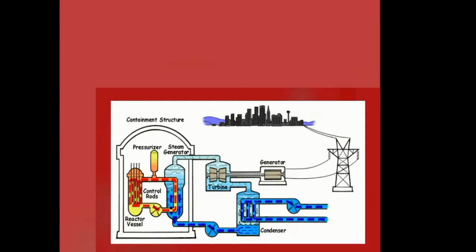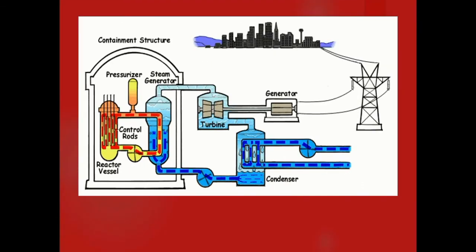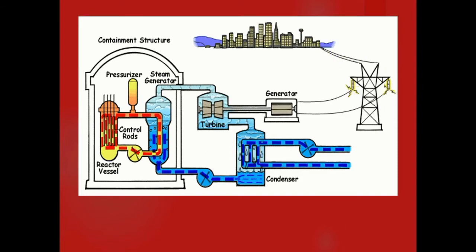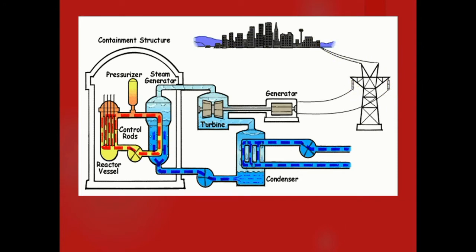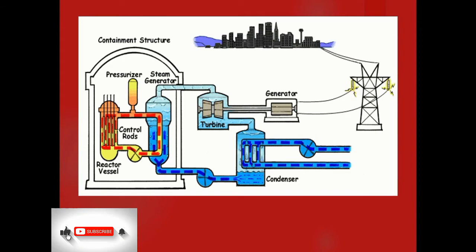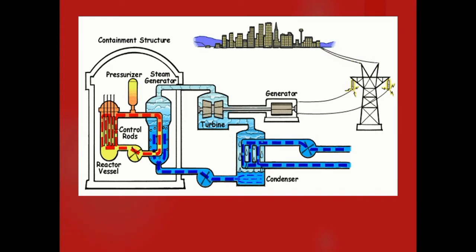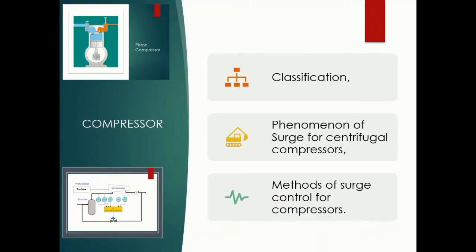As you must be familiar, this is a nuclear reactor which is used for power generation purposes. How we can control these reactors using various control schemes, we are going to see that. Next chapter is the compressor.